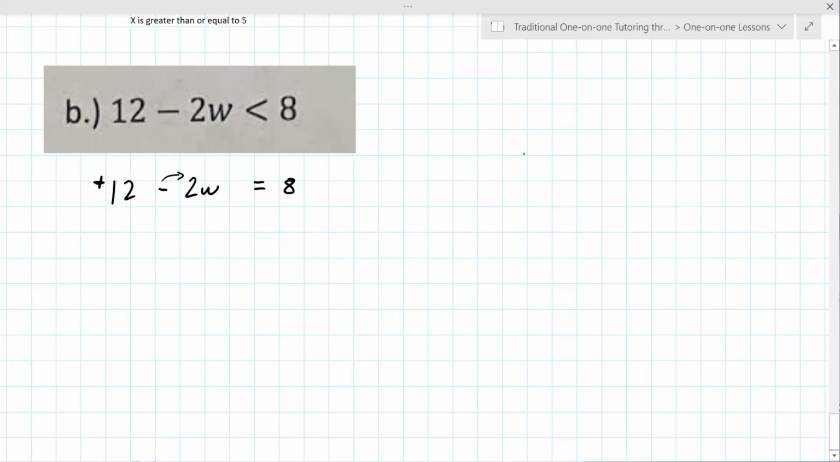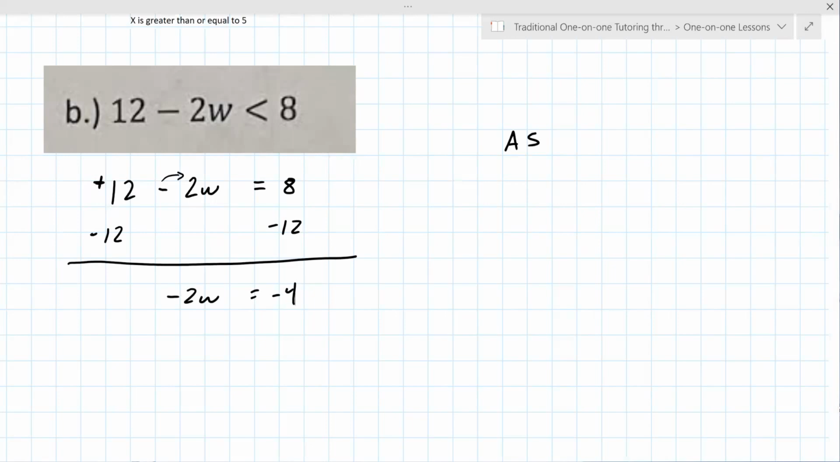How do you undo a positive? I'm basically asking you, how do you undo addition, which is subtraction. So you subtract 12 from both sides. Minus 2w, because it goes with it, equals -4. Okay, so now you divide both sides by -2. And w equals 2.